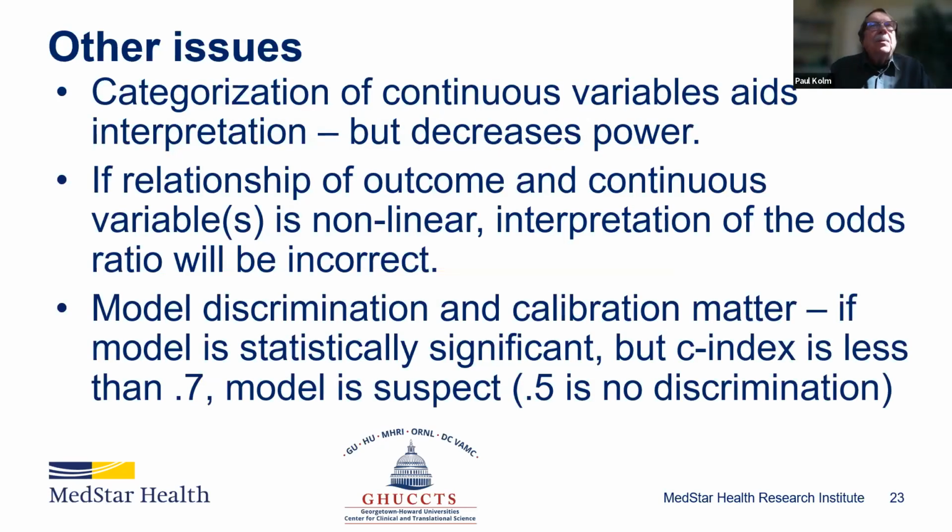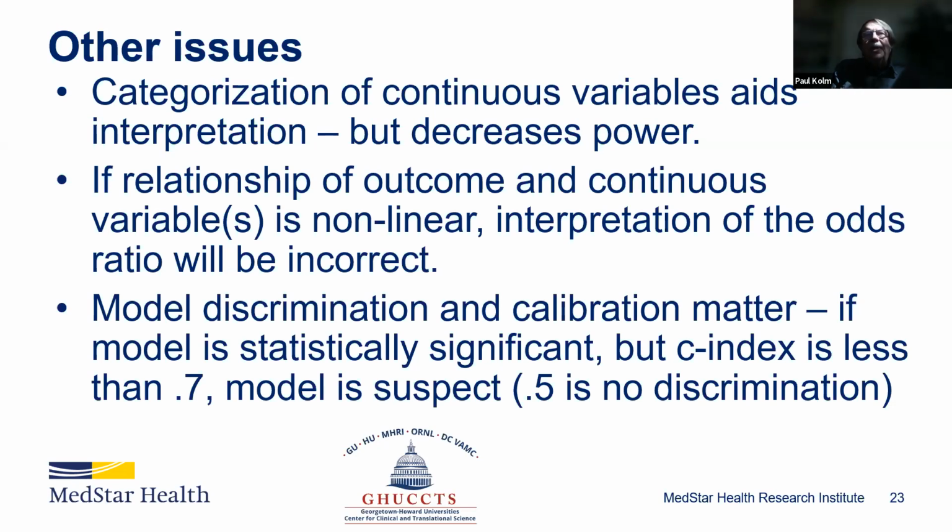Okay, so some other issues that we need to talk about: we can categorize continuous variables to aid interpretation, but know that when you do that, it decreases power. One of the primary ones that falls in this category is BMI, body mass index, because often this is a continuous variable, but you often see it categorized into underweight, normal weight, overweight, obese, and morbidly obese for the analysis, which makes it easier to interpret, but when you do that, you're going to lose power in your analysis.